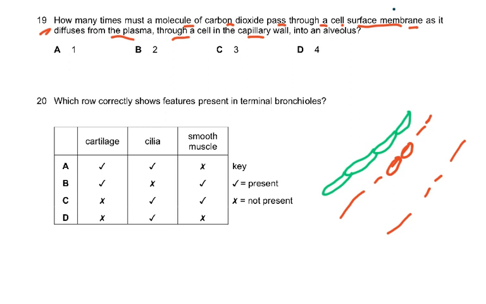So how many does it cross? It crosses 4. How does it cross 4? Let's get this right. So we have this cell. I'm going to draw it a little bigger. And this cell. So now let me tell you how it is 4. From the plasma it is entering. So 1, 2, 3, 4.